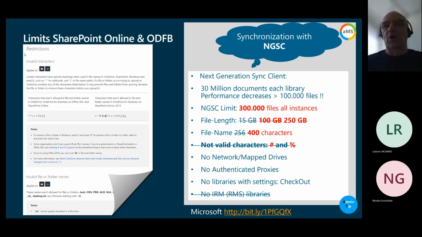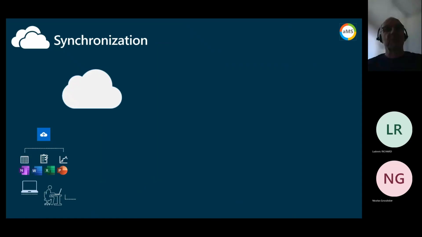Okay. So you see the file length can be up to 250 gigabytes, one file. So it's okay. File name, the limit is also now 400 characters, and that's a thing you have to know. The 300,000 is the marking we talk about today, why we need that.